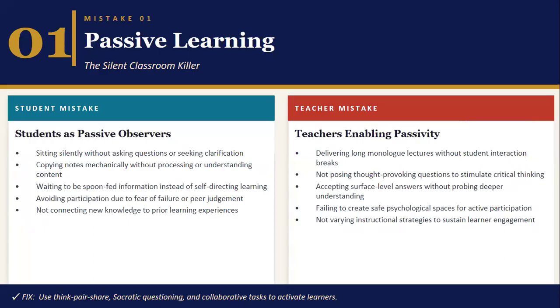From the student's perspective, passive learning happens when students sit quietly without asking questions inside the classroom. They simply copy the notes without understanding the concept. They depend completely on teachers instead of exploring concepts independently. Fear of failure and peer judgment often prevents participation in classroom activities. But remember, learning is an active process, not a spectator activity.